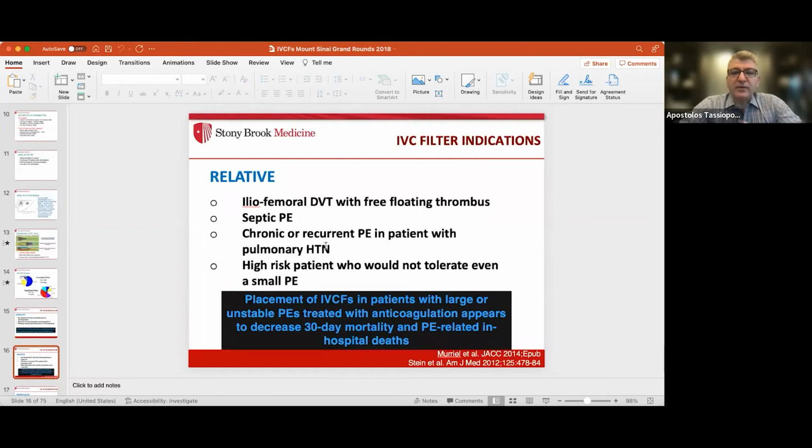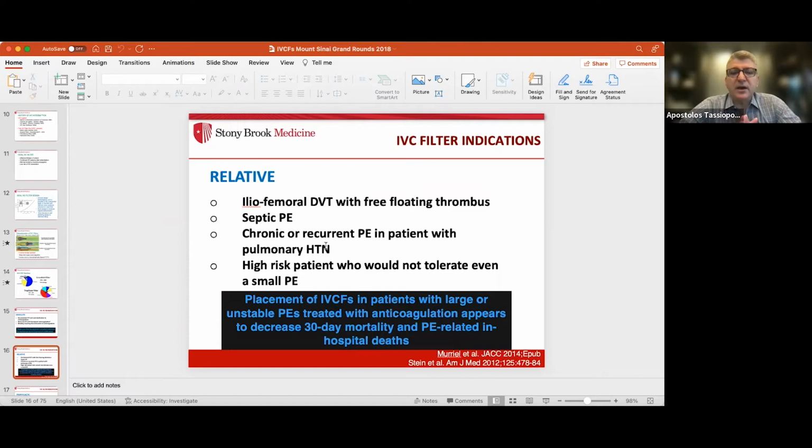There are some relative indications. Some of them are not considered indications anymore. Iliofemoral DVT with free floating thrombus: I think a lot of us these days will treat these patients with anticoagulation. Another is chronic or recurrent pulmonary embolism in a patient who has pulmonary hypertension.